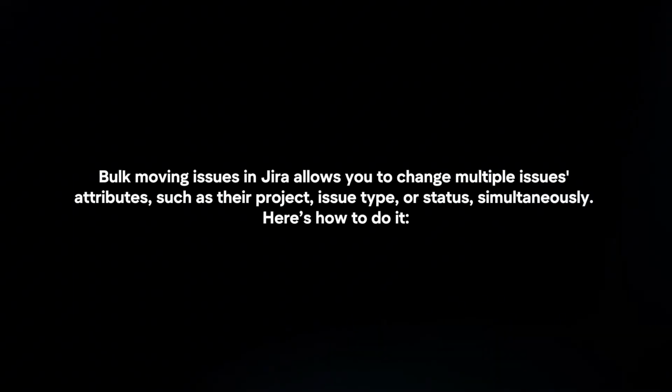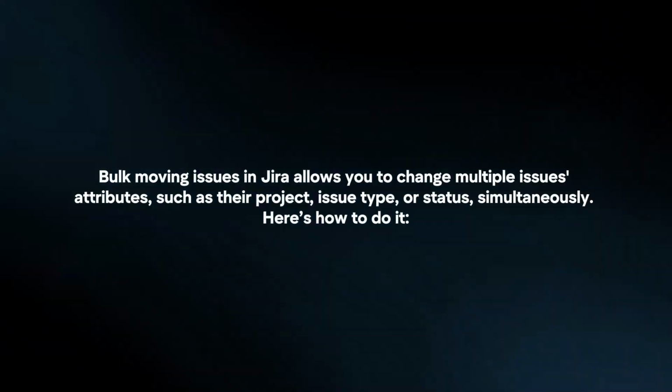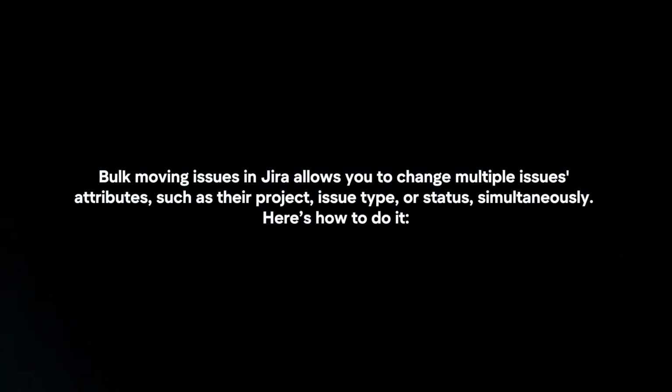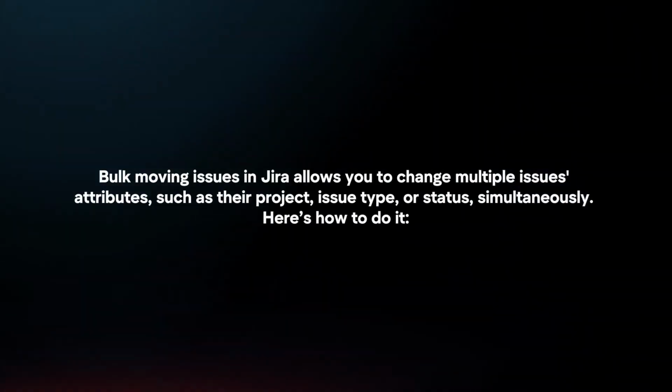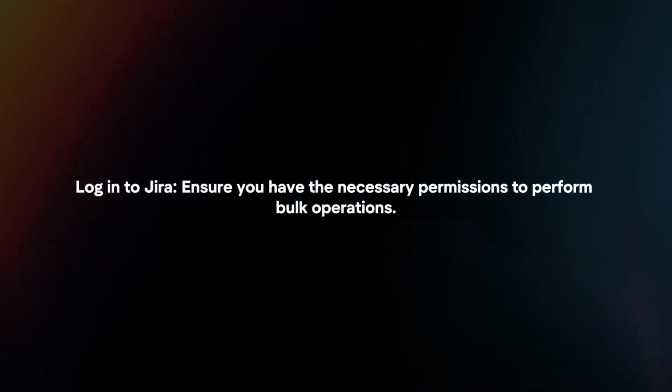Bulk moving issues in Jira allows you to change multiple issues' attributes, such as their project, issue type, or status, simultaneously. Here's how to do it. Log into Jira. Ensure you have the necessary permissions to perform bulk operations.